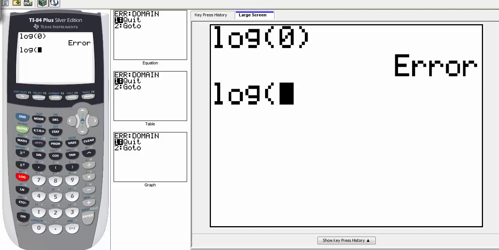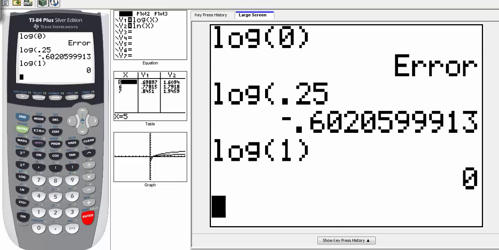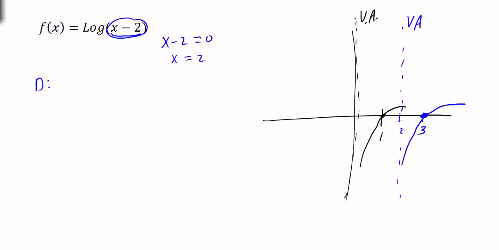So if I was to type in, let's say, the log of 0.25, we get an answer. Or if we were to type in the log of 1, which is 0, we know that from before. And if we type in the log of 2, so realize when we take the log of something, that has to be greater than 0. So really, the easiest way to find your domain of a logarithmic function is to take the x minus 2, which you're taking the log of, and set that greater than 0. So if we solve for x, that tells us that x must be greater than 2.